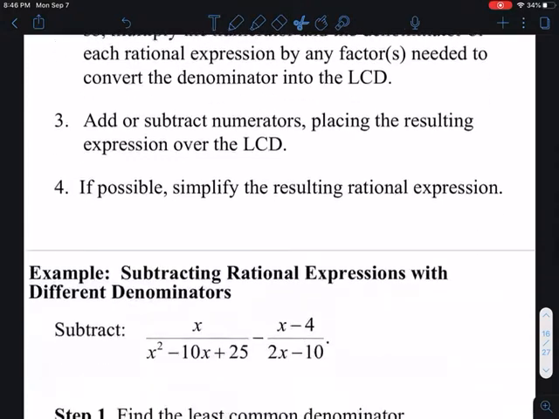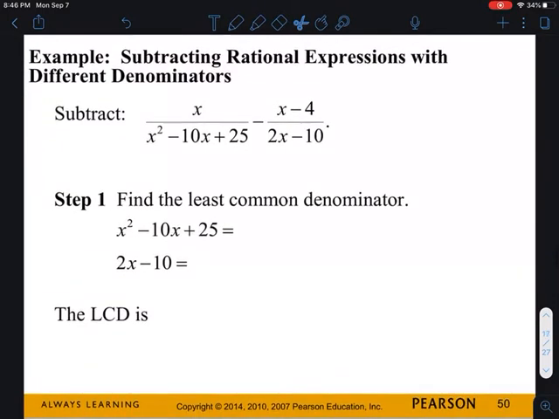Let's try one. So for example, we're going to subtract rational expressions. My first fraction is x over x squared minus 10x plus 25, and I'm going to subtract from that x minus 4 over 2x minus 10. So step 1 tells us to find the least common denominator.